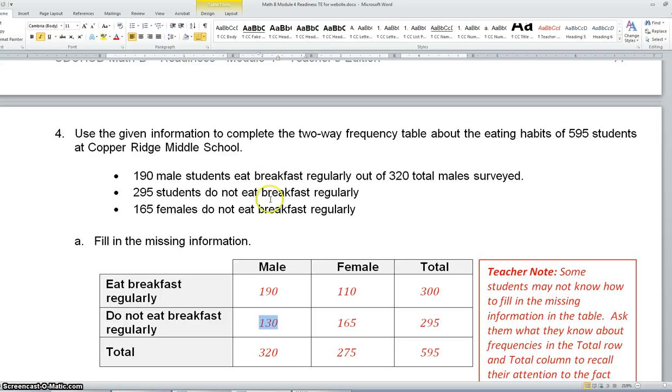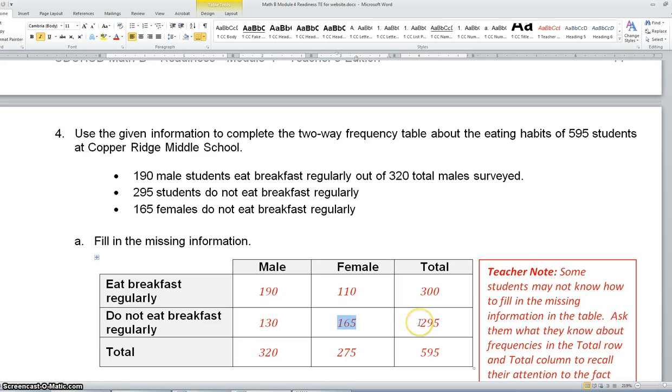This is not given in our data. We had to calculate that. And you may want to write 320 minus 190 equals 130. Okay, 295 students do not eat breakfast regularly. So that's this title, do not eat breakfast regularly, and it doesn't say males or females, it just says students. That number you can just write directly in there. And lastly, 165 females do not eat breakfast regularly. So you can write that in there. So this plus this should equal this. And 130 plus 165 does equal 295.